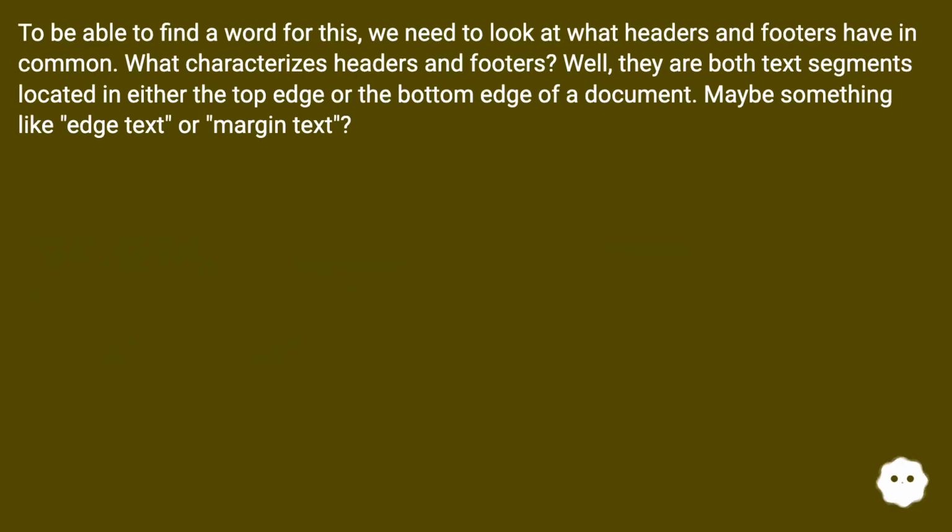To be able to find a word for this, we need to look at what headers and footers have in common. What characterizes headers and footers? Well, they are both text segments located in either the top edge or the bottom edge of a document. Maybe something like edge text or margin text.